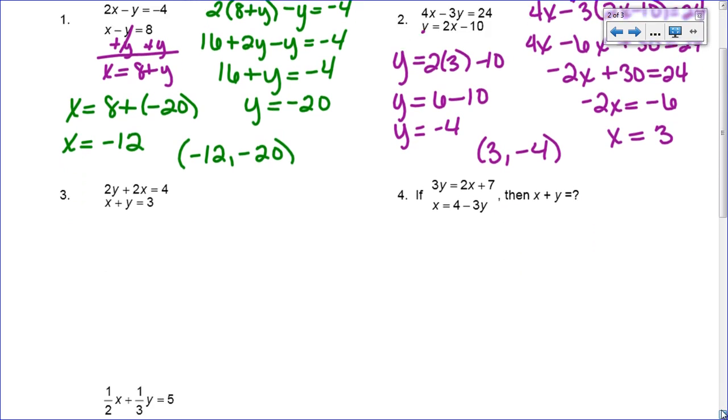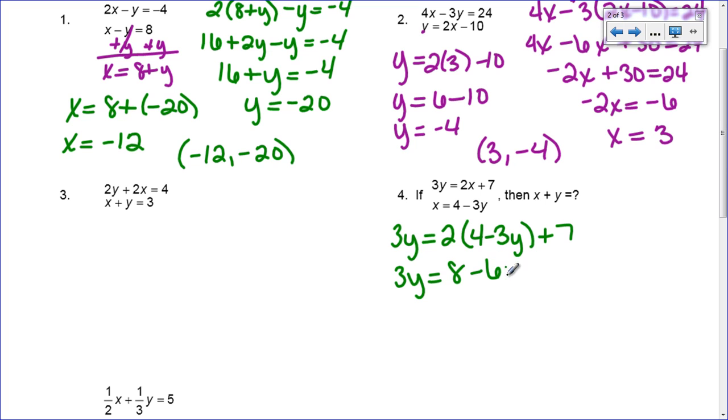So step 1, if needed. Well, it's not needed here because this says x equals already. So I can substitute 4 minus 3y in for x. So I have 3y equals 2 times 4 minus 3y, because that's what x equals, plus 7. So we're going to distribute here. So 3y equals 8 minus 6y plus 7. Now I can combine like terms. In this case, they are numbers. So 8 plus 7 is going to be 15.